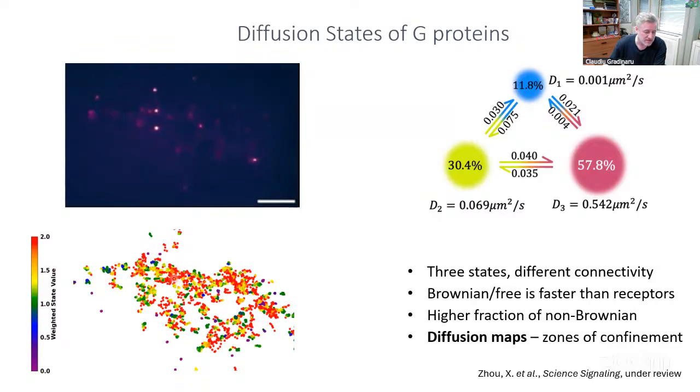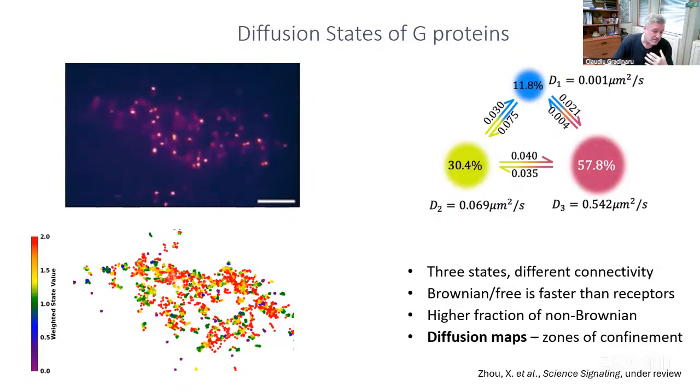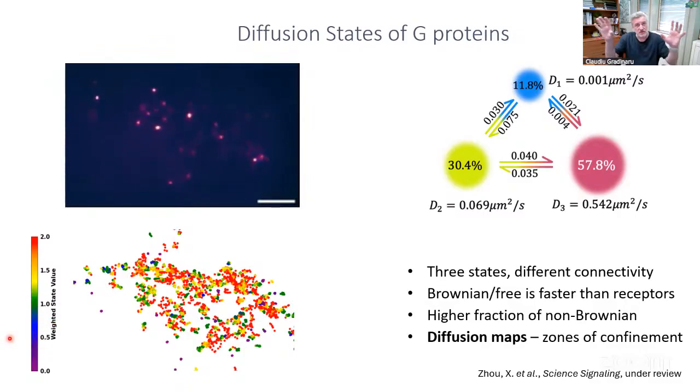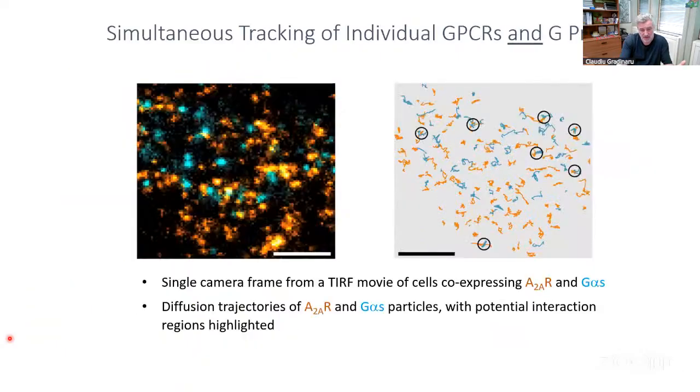So at every point in the cell, we can color it when we weigh all the occurrences at that point, whether that membrane part is conducive to Brownian motion, like it's red, or if you see a lot of green, that veers towards confined or immobile. So this kind of gives you an idea how heterogeneous the membrane environment is for membrane proteins. In this particular case, G proteins, but we get diffusion maps also for receptors.